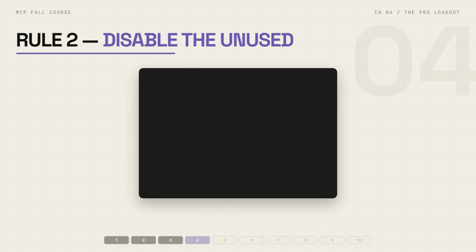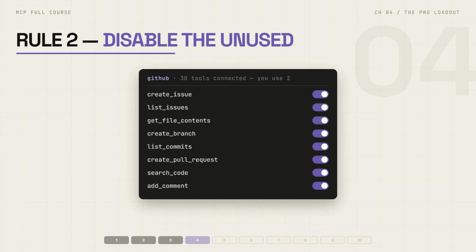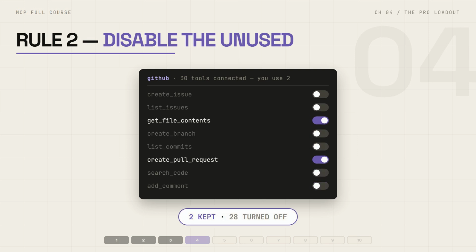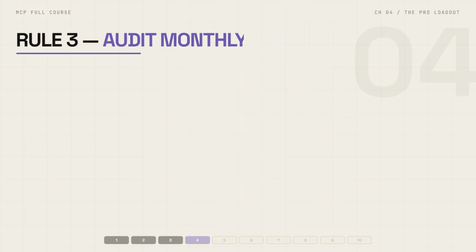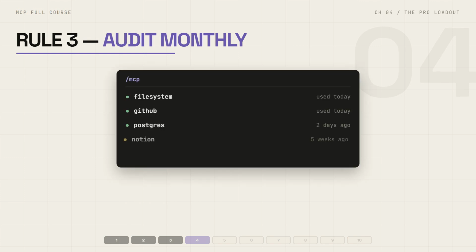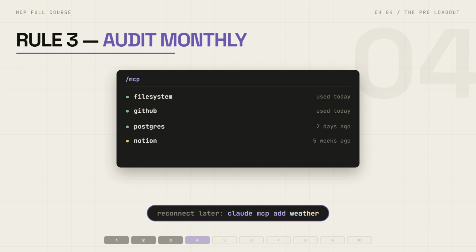Rule 2, disable tools you don't use. A server with 30 tools you needed 2 of, turn the other 28 off in the connector settings. Rule 3, audit monthly. Open /mcp, look at each server and ask, did I use this in the last month? No, disconnect. Reconnecting later takes one command.